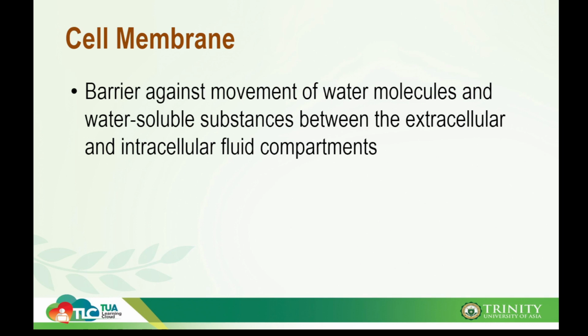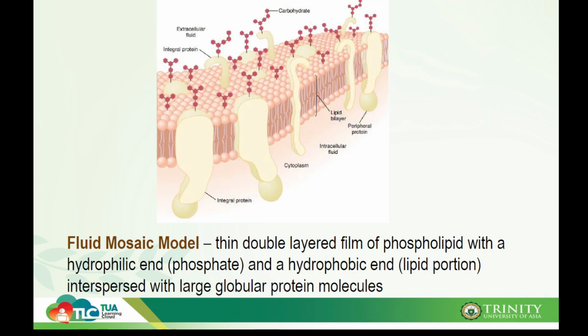In order for us to better understand what it means, it's imperative for us to look at what the cell membrane looks like. They say that this kind of diagram is called the fluid mosaic model. It is called this way because it shows us that the cell membrane is composed of a double layer. So there is a layer on top and a layer at the bottom.